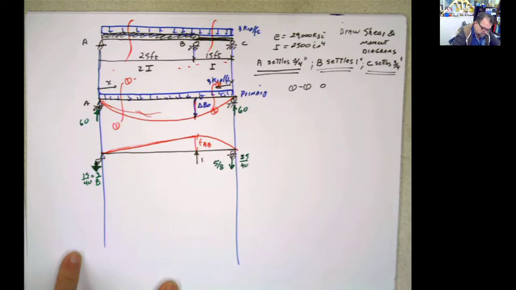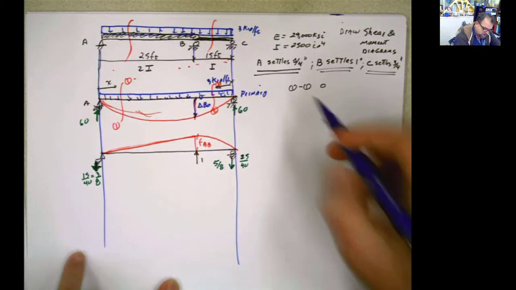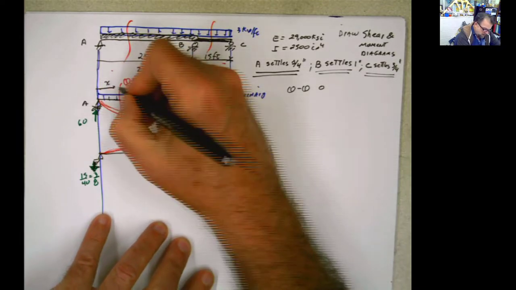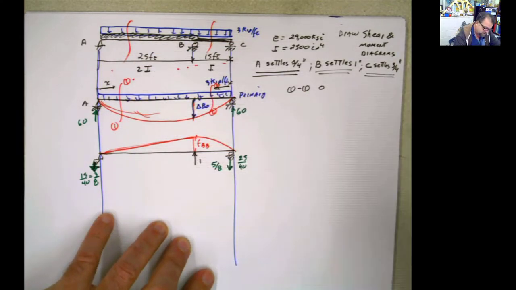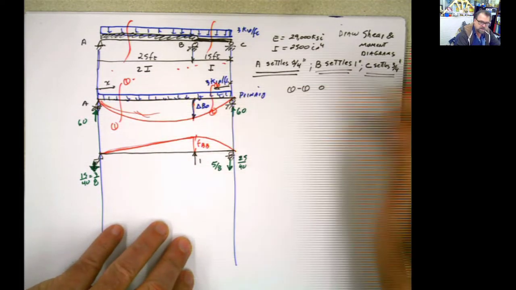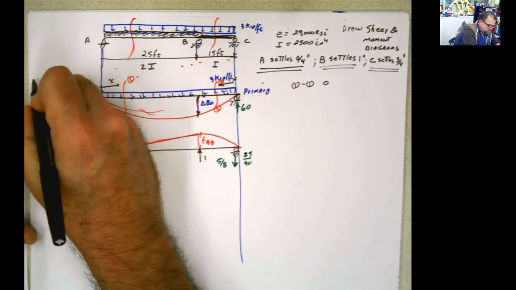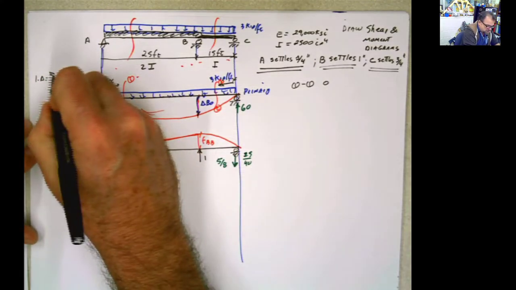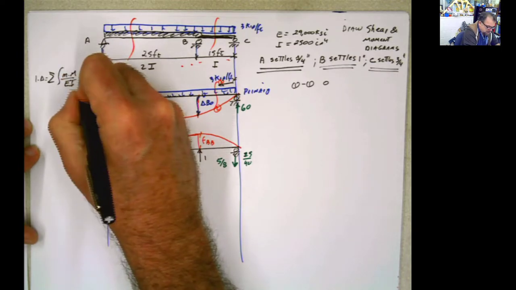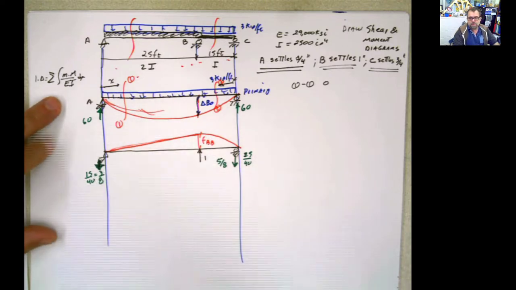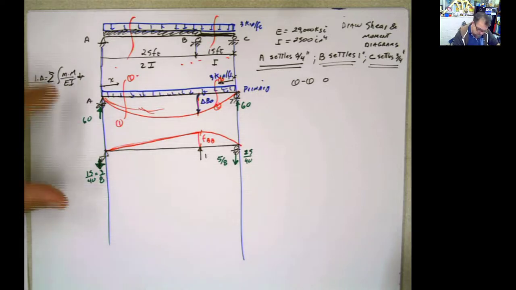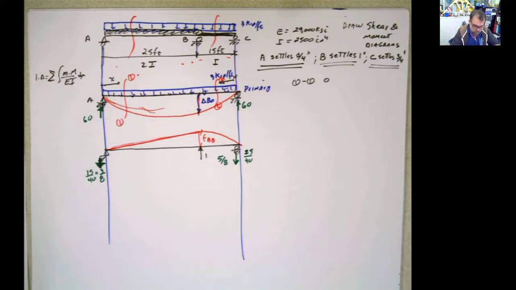Good. Now, for the part, primary 1-1, let's do 1-1. I'm going to copy that. I know you know it, but 1 times delta is going to be the summation of all the integrals of small m, big M, divided by EI, dx. And if we have to include the shear, the axial, and the other effects, we do. This is the predominant effect, so we are not going to include the other ones.